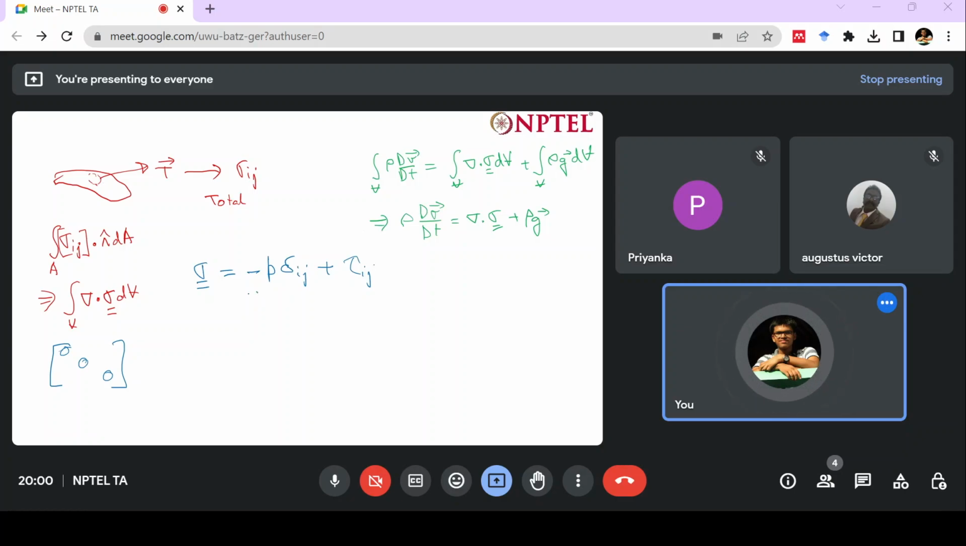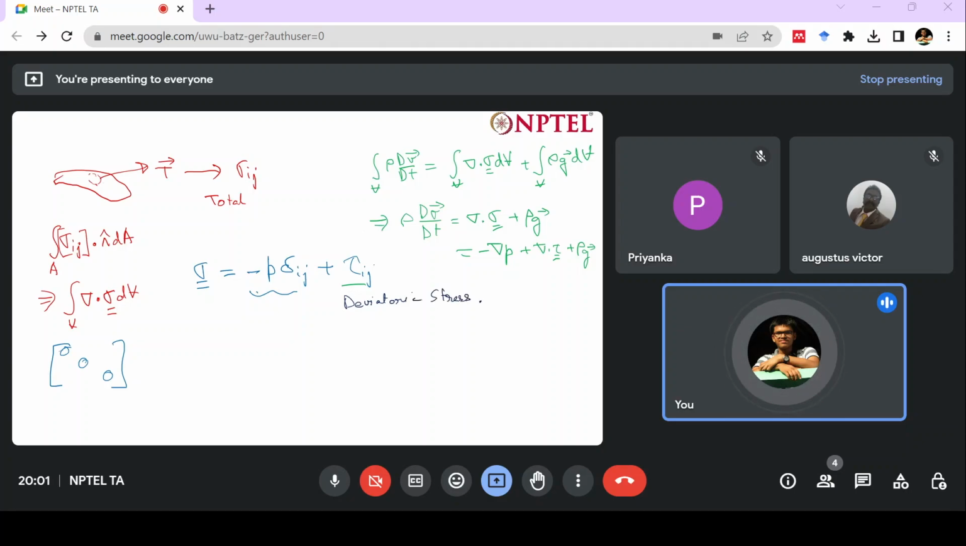Okay. So this part we can simplify here. If we put it here, it will simply reduce to minus grad P, and this you are familiar with. Plus, I will still remain with this term. So what is this tau called? This is called my deviatory stress tensor.